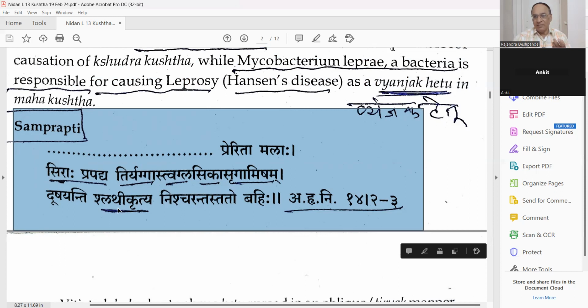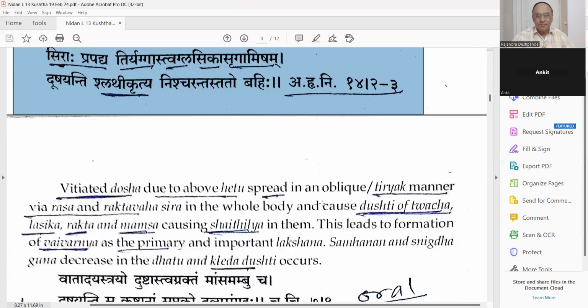Dushayanti Shlathikritya. All the tissues are disturbed in their functions, quality and quantity, and they become lax. Their functions will not be proper. That is Dushayanti to all the dhatus. This is from Vagbhat Ashtanga Hruday Nidan Sthan.